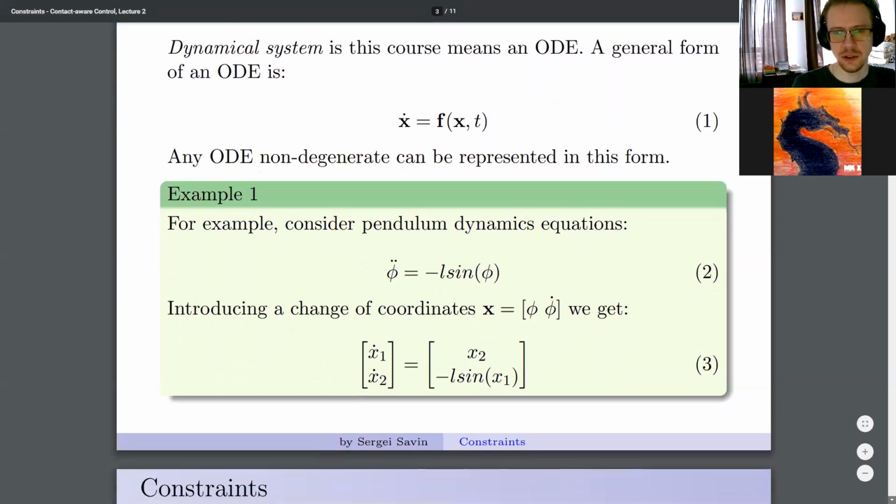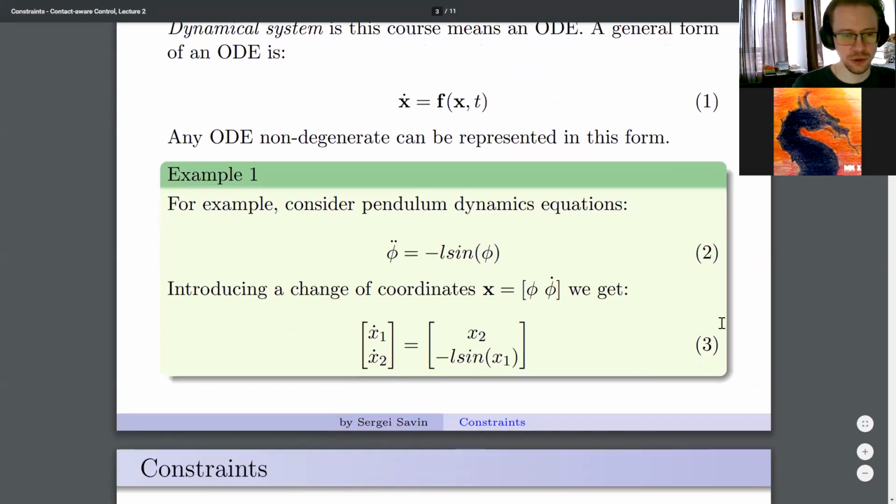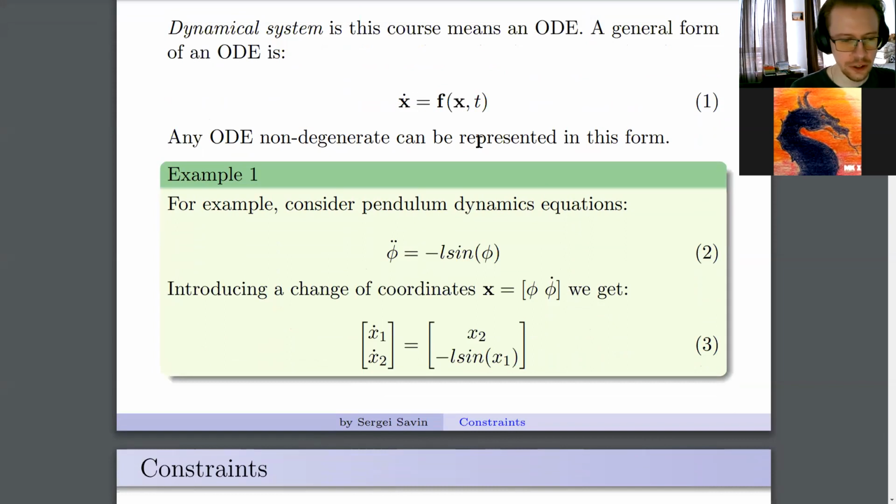Okay, so the example was just to show that form number one is a general enough form. So we can use it every time we want to discuss a dynamical system.